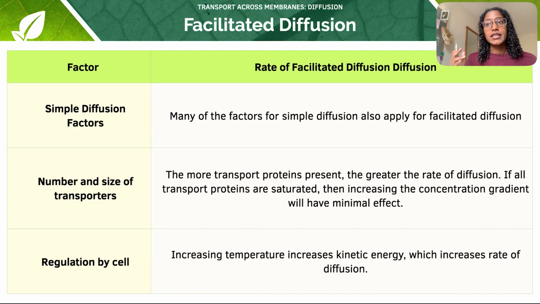So now we're going to think about what can affect the rate of facilitated diffusion. Number 1, simple diffusion factors, such as what we described on the previous slide, the last table that we saw. So, things like temperature, the thickness of the membrane, and the concentration gradient. But as well as that, other things that affect the rate of facilitated diffusion include the number and size of transporters. The more transport proteins present, the greater the rate of diffusion. If all the transport proteins are saturated, then increasing the concentration will have a minimal effect. So we need to increase the number of proteins that we have to carry our particles across.